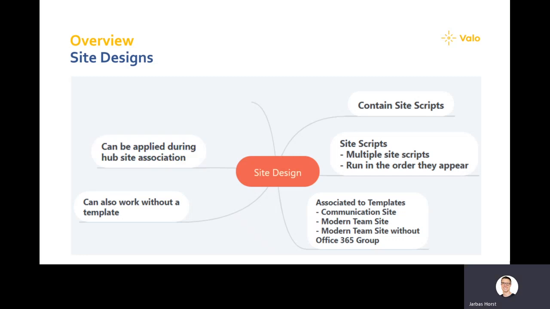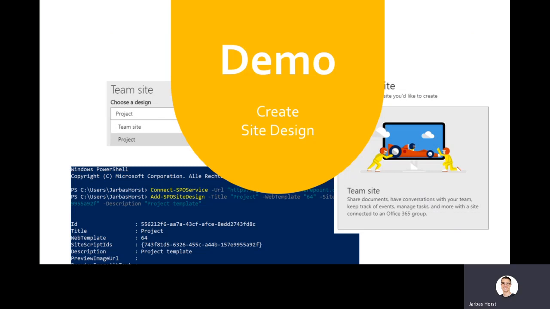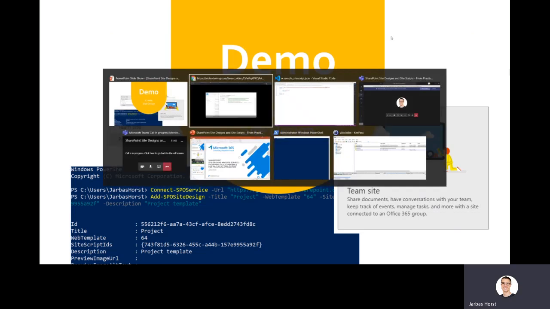I can also apply a site design during hub site association. For instance, when I associate a communication site with the hub site, a site design then will be applied to my communication site. And here I have also the same limitation as in the site scripts. So I cannot have more than 100 site designs in my tenant. So now let's move to the live demonstration.